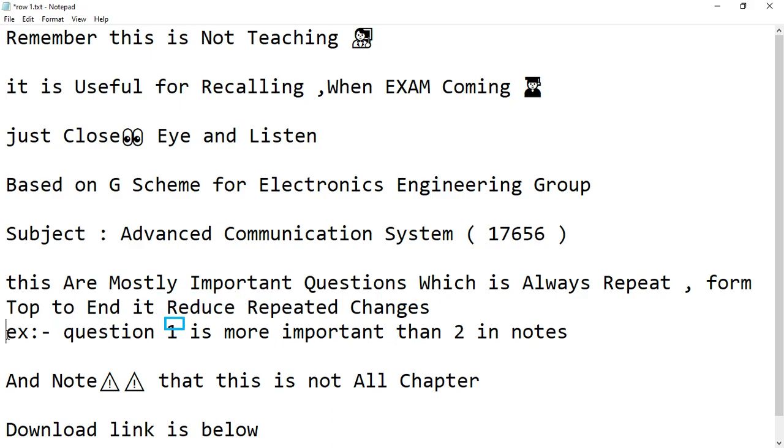Question 1 is more important than 2 in notes. And note the warning sign that this is not all chapters.